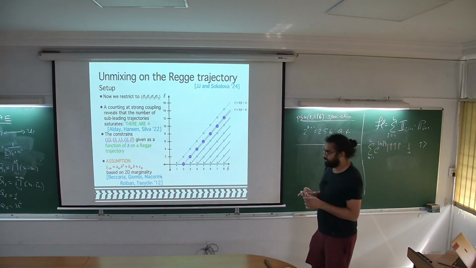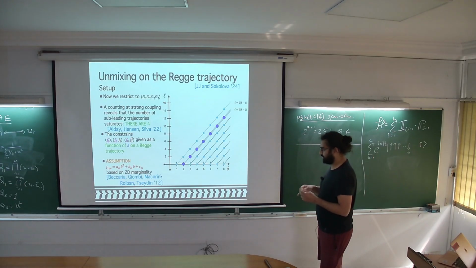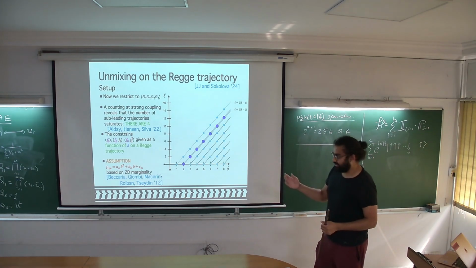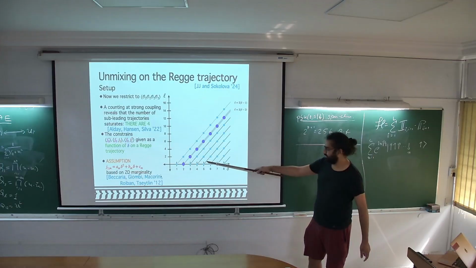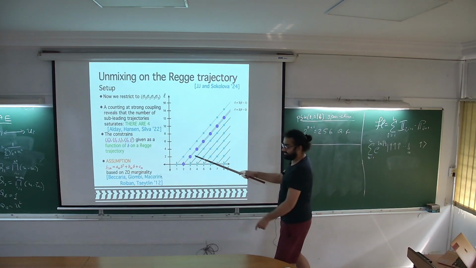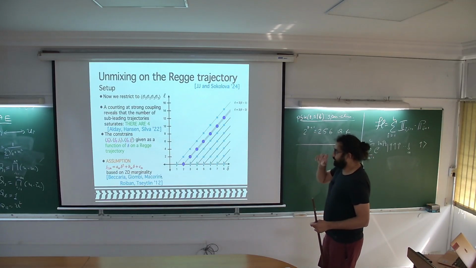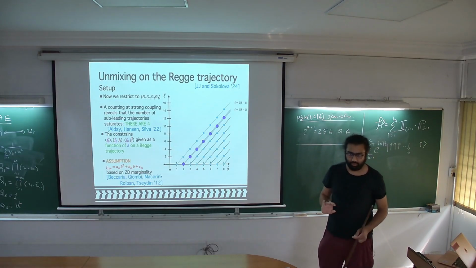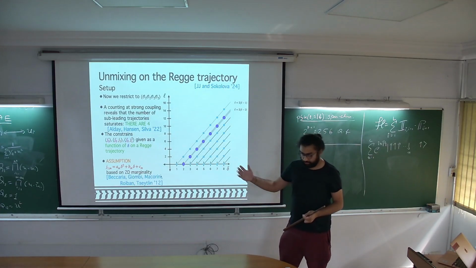So that's one part. The other part of our analysis was the following. So you can see the Regge trajectories, I drew them split over here. So now what we want to do, instead of going in the Kaluza-Klein tower, is instead restrict to O2, O2, O2, O2.